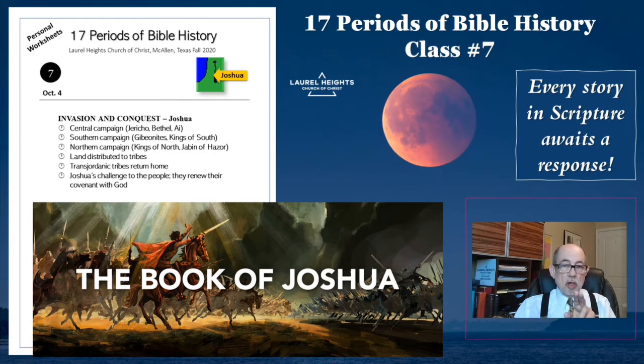This is so clear. Do according to all the law that Moses my servant commanded you. Do not turn from it to the right hand or to the left, that you may have good success wherever you go. And then the well-known refrain, be strong and courageous, for the Lord your God is with you.